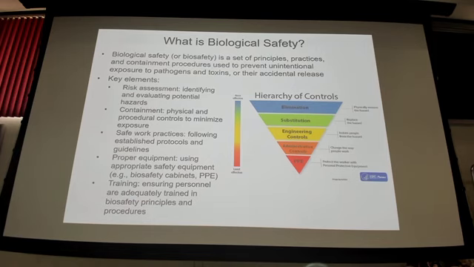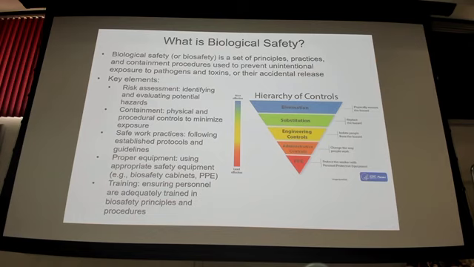And then finally, elimination. So if you can remove yourself from the risk altogether, that is preferable. Such as in this fine establishment, this luxurious building that we're sitting in right now, which is completely pristine and there's no infectious agents here. Just kidding.